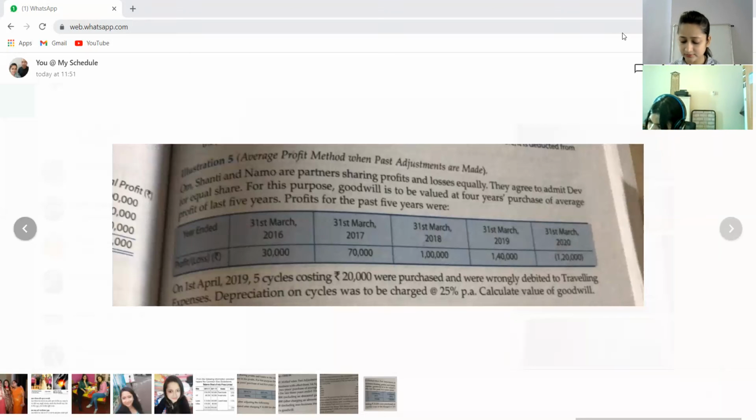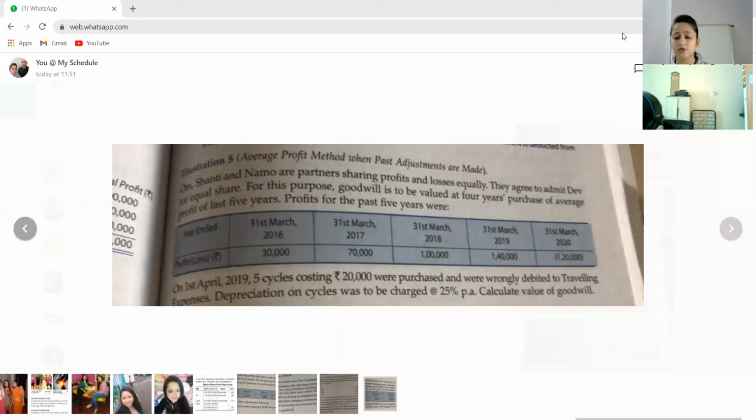2018 is 1 lakh. 2019 is 1,40,000. 2,20,000 minus 1,25,000, 5,000, 1,05,000. So how much is the total? 2,35,000. Total profit is 2,35,000.